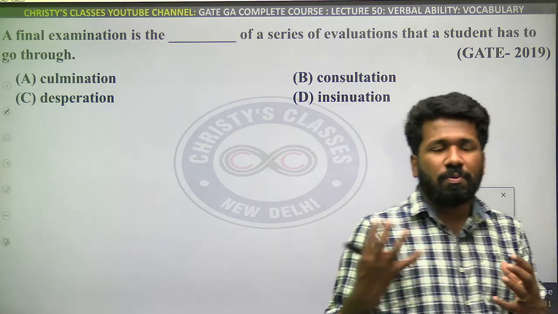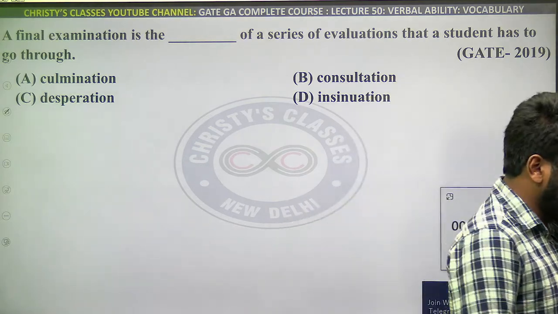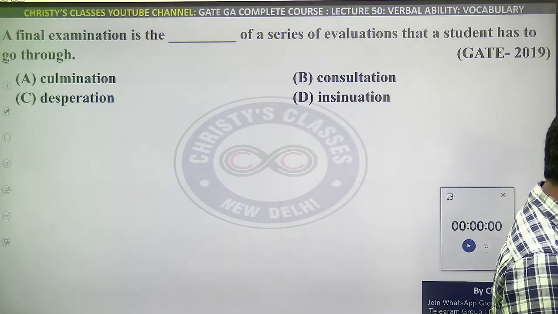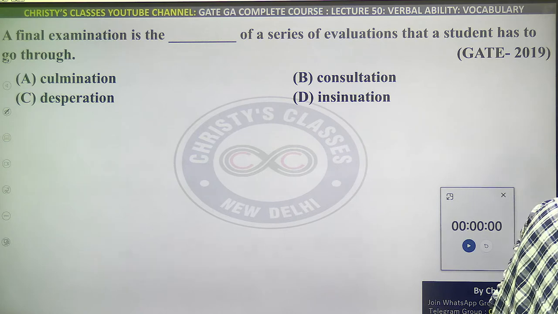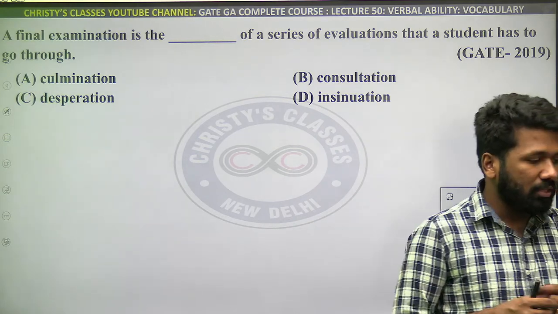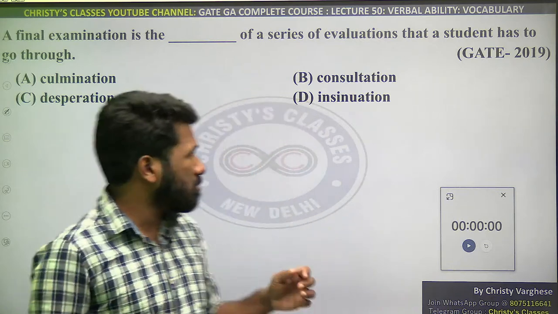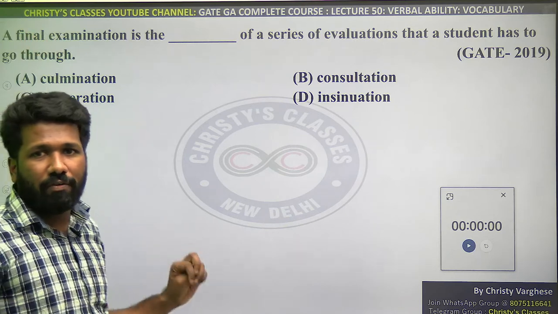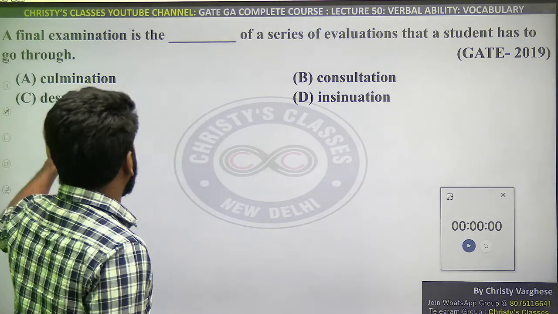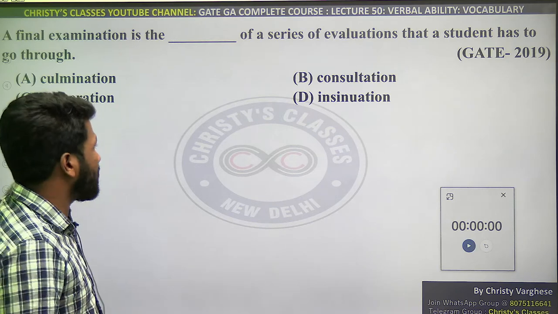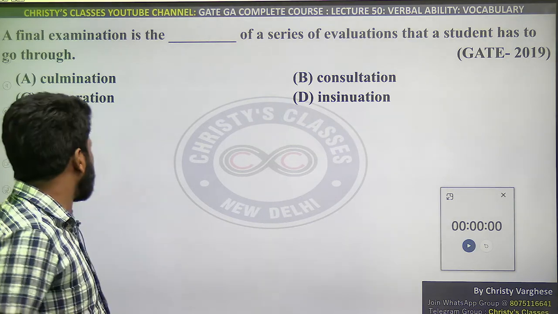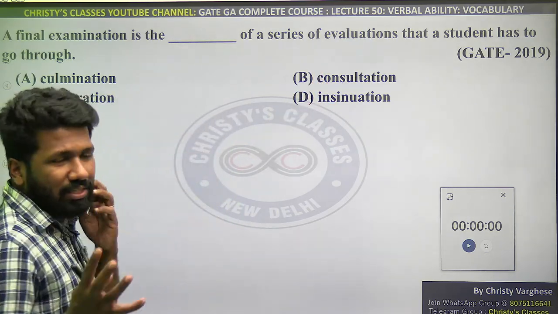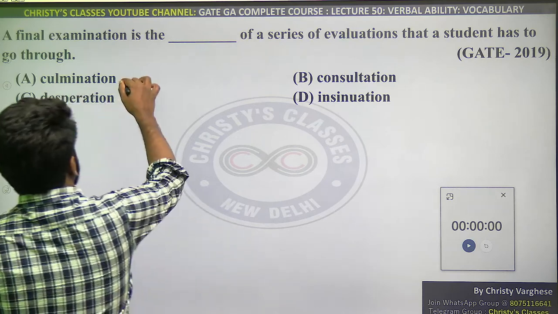Desperation means desperate, desperate to do something. Consultation means consulting someone, or consulting a doctor, or consulting a technician. Insinuation means the action of suggesting without being direct. That also does not make sense here. Final examination: the word final is the keyword to connect it. Again, prefixes and suffixes are coming in most of these words. I am not mentioning it for each question, but prefixes and suffixes are there: des, in, con. So, are you all understanding? That is why culmination is the correct thing.